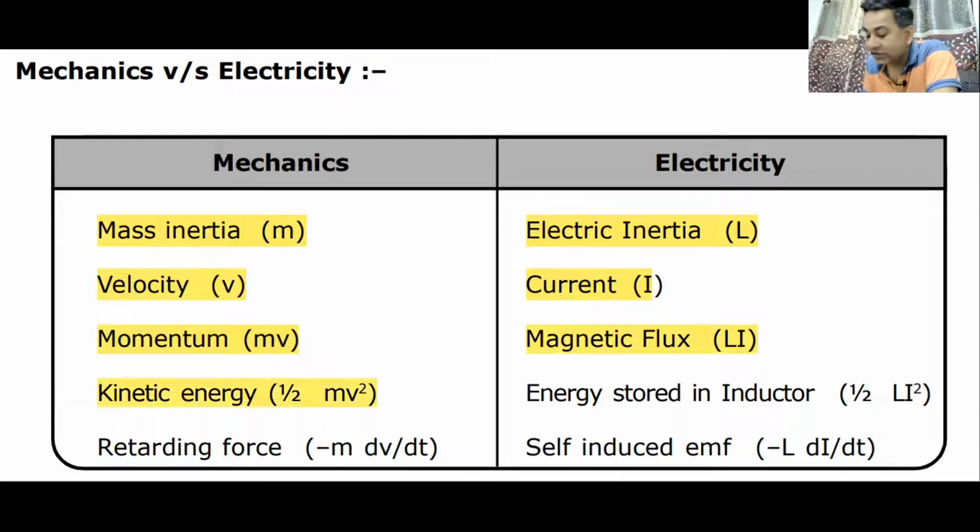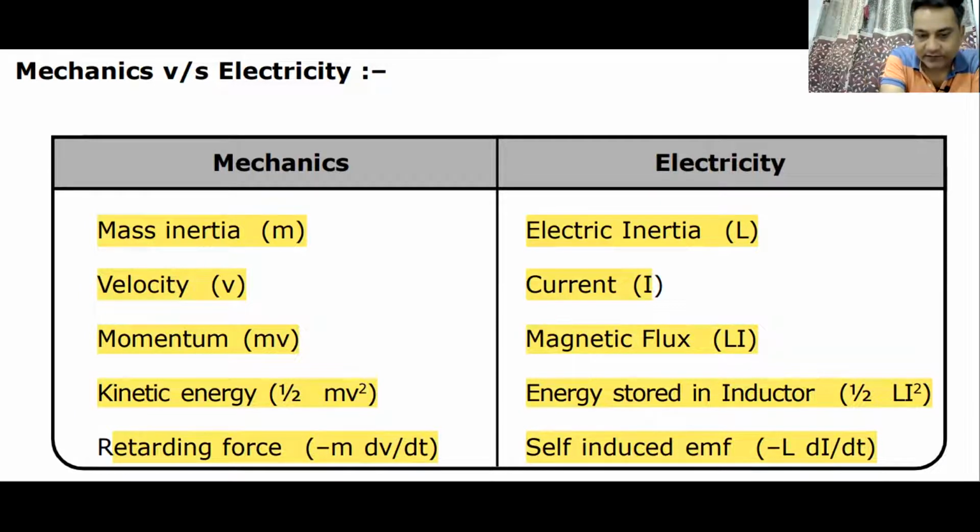A body has kinetic energy. When you change velocity, kinetic energy changes. When you change current, magnetic energy changes. The retarding force, or the force with which it is trying to oppose the change, is minus MA, or minus M dV by dt. Here it is minus L di by dt. Do we understand this? I'll give you a minute to note this down. I've seen questions coming on this, so please remember it. Very important topic.